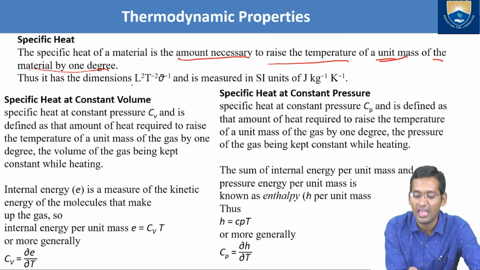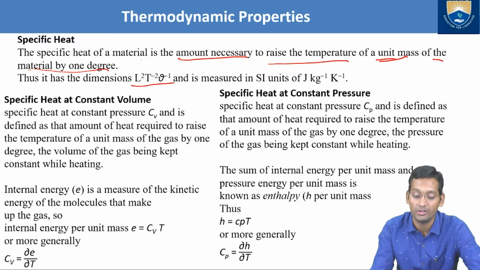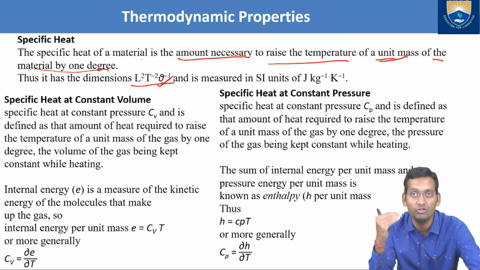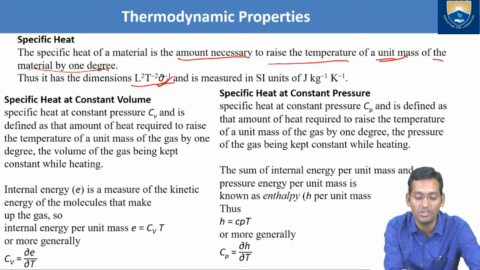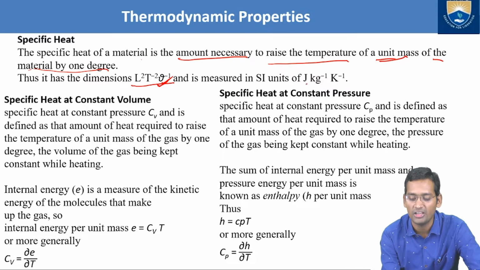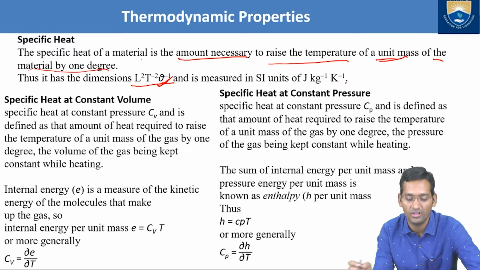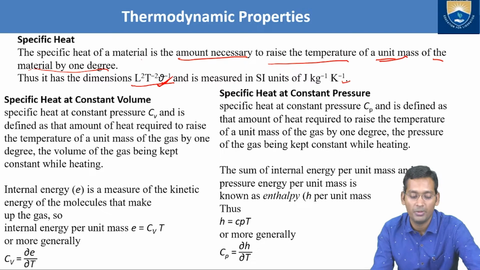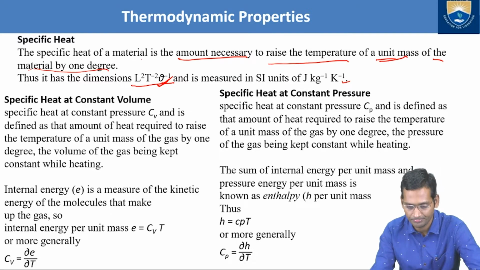The dimension is L2 T minus 2 theta minus 1. Now just see here, theta is temperature. Why? Because it is per unit temperature, so since temperature is in the denominator, this becomes theta minus 1. And the unit in SI will be joule per kg per Kelvin. Same here, like L2 T minus 2. So joule per kg per Kelvin will be the unit of specific heat.